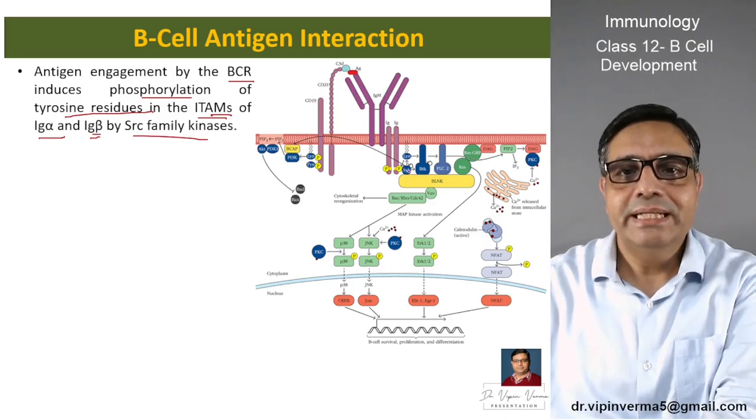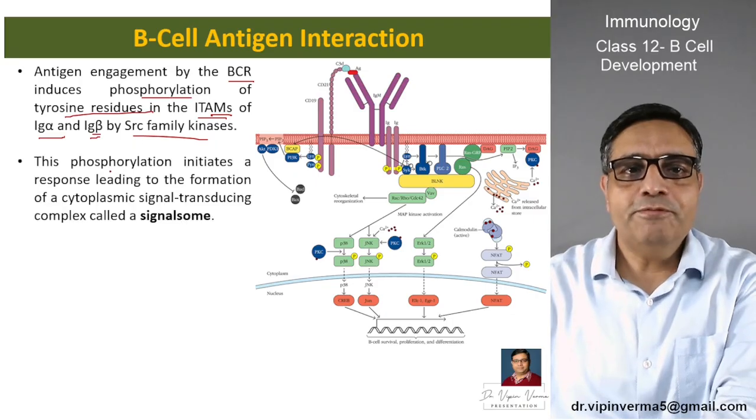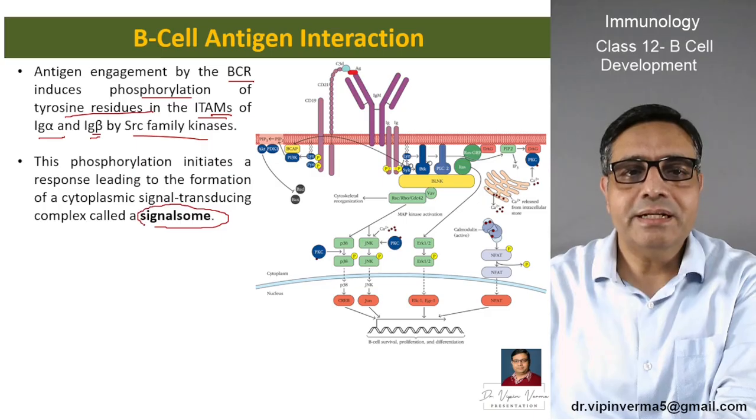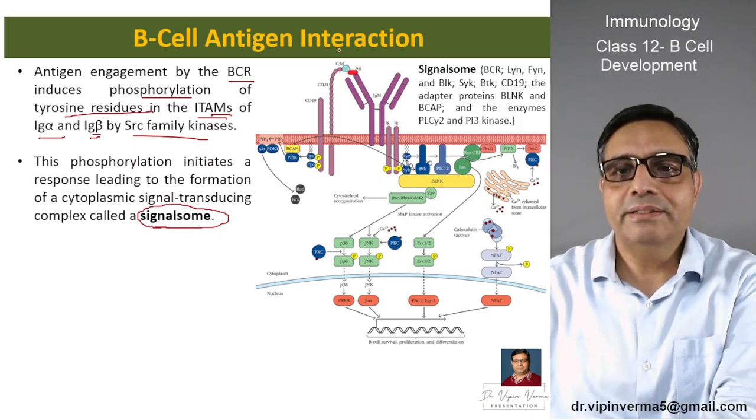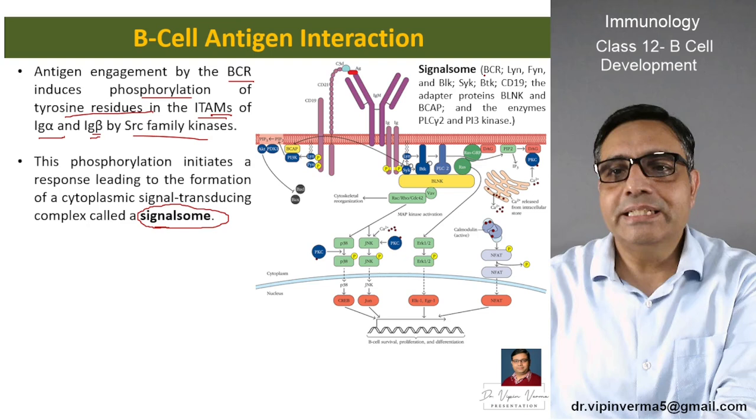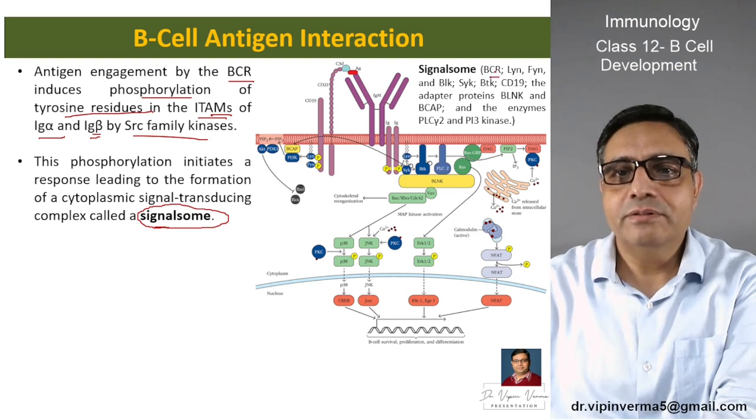So here you can see these are the ITAMs, and they phosphorylate. Now, this phosphorylation initiates a response leading to the formation of a cytoplasmic signal transducing complex, which we call a signalsome. So here this is the signalsome, and this signalsome is formed by BCR. So this is our BCR, right? Then it has Lyn and Fyn and BLK.